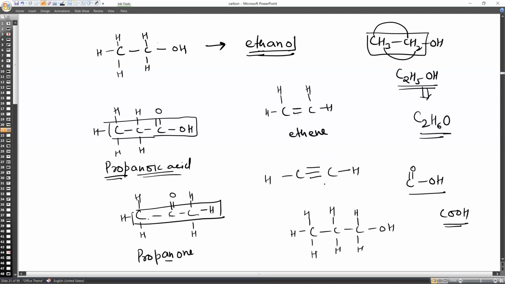What should be the name for this one? Ethyne, INE. Yes, ethyne. And what should be the name for this one? Propanol. Prop for 3 carbon, ane for single bond, and OL for OH. Propanol. So this is the way that we write these names.